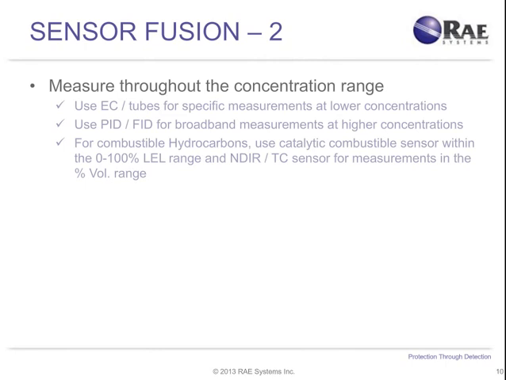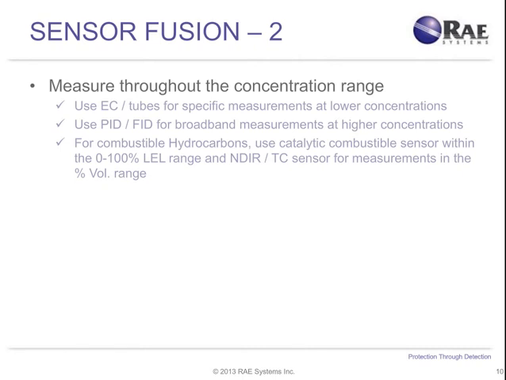Now, the second need, or the second issue that we're trying to help you address with this webinar, is to be able to measure a chemical throughout its concentration range. In many cases, the same chemical can be both toxic and combustible in nature. So at a lower concentration, it can be toxic. At a higher concentration, it can be flammable, right? So in many cases, it is important for you to be able to measure that chemical at different concentrations.